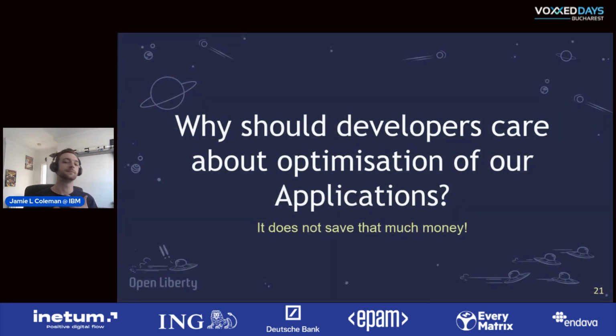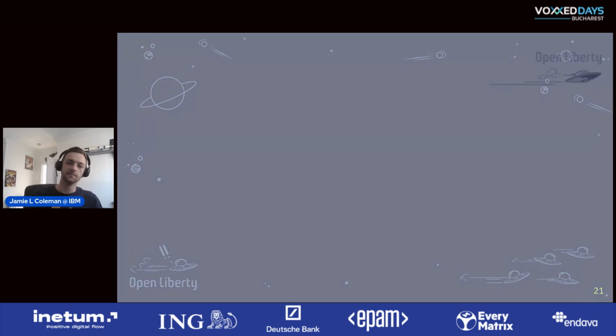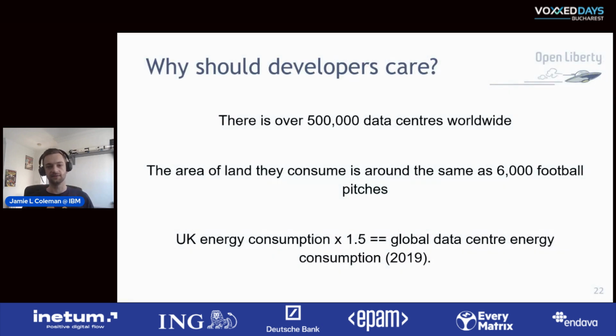So why should developers care about optimization of our applications? It works well enough for the customer, and it doesn't actually save that much money making these little changes. But when you put it into a bigger perspective, think about it like this: there are over 500,000 data centers worldwide. They consume a massive amount of area, the same size as 6,000 football pitches. And these stats were from a couple of years ago, so it's probably higher now.